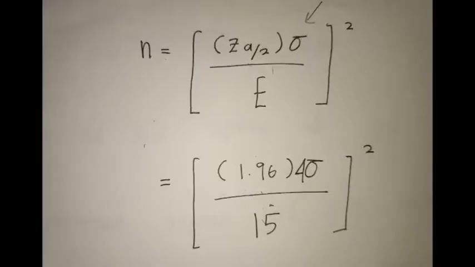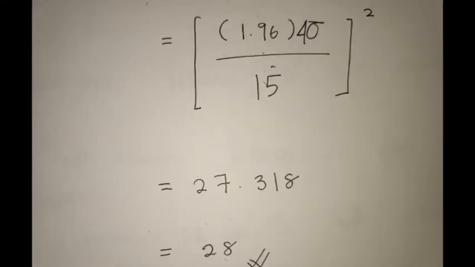Okay, from here, we see that they have given the standard deviation. So, in order to find the sample size, we need to use the formula that uses the standard deviation. And then, we just input all the information that I have given into the formula. And we got 27.318. And then we round it up to 28. The final answer is 28.